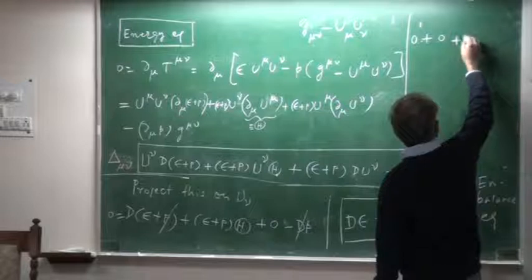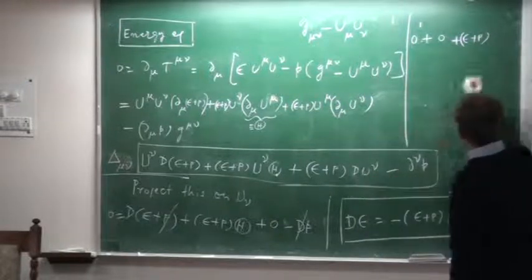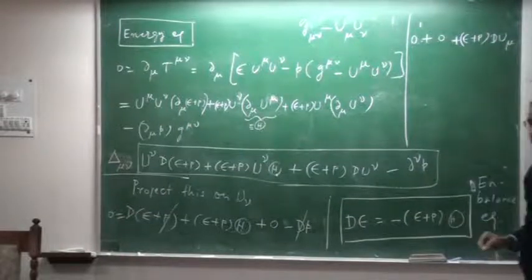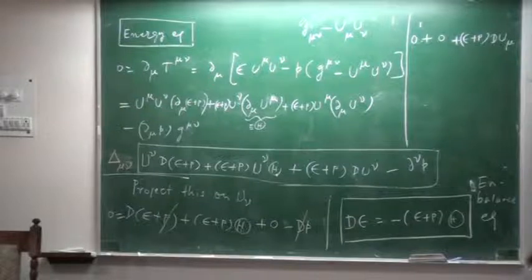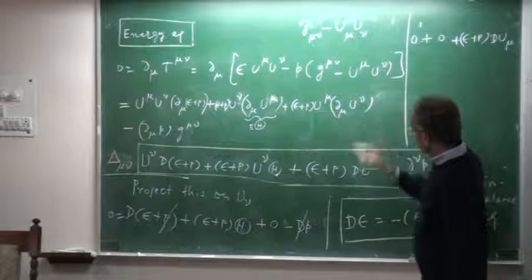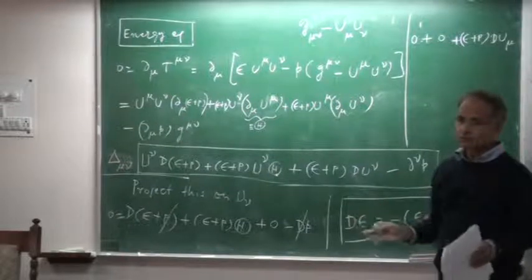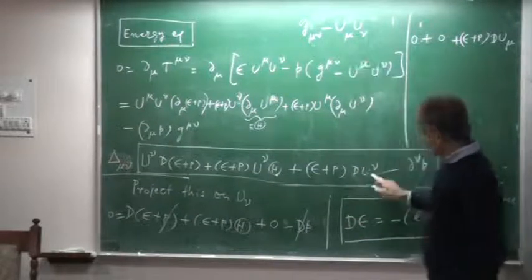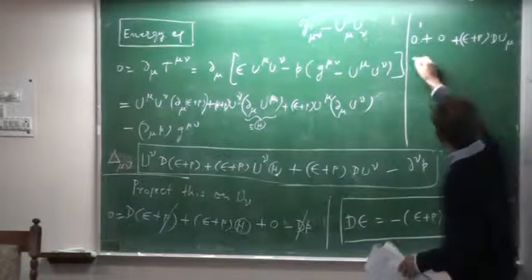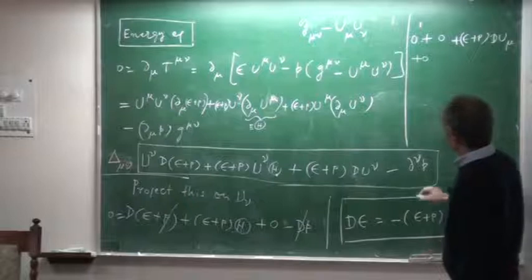Epsilon plus P remains, and this d u nu will become d mu. Okay. Next term is 0. It is sandwiched between two u nus. This is one u nu, this is another u nu, and there is a d in between, so that term gives you 0.